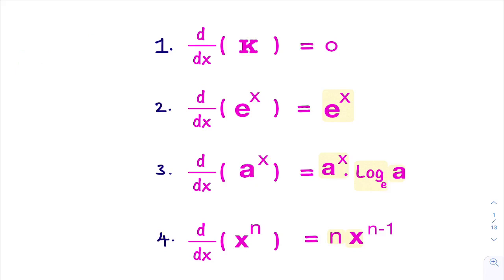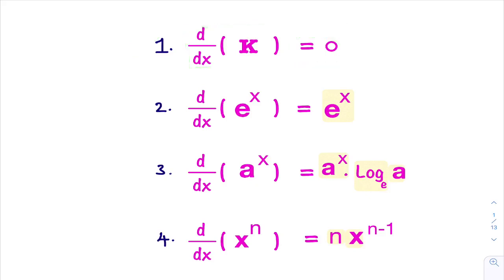You observe here dy dx of k equal to 0. Here k represents constant. Derivative of constant, d means derivative. Here k is constant. Derivative of constant with respect to x is 0. So you need to remember this formula. What is this? Dy dx of constant equal to 0.